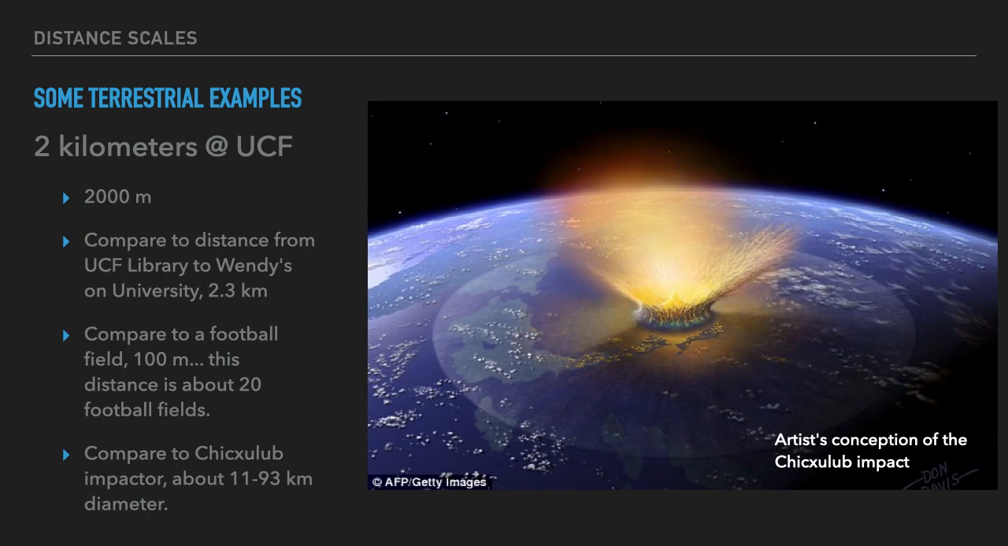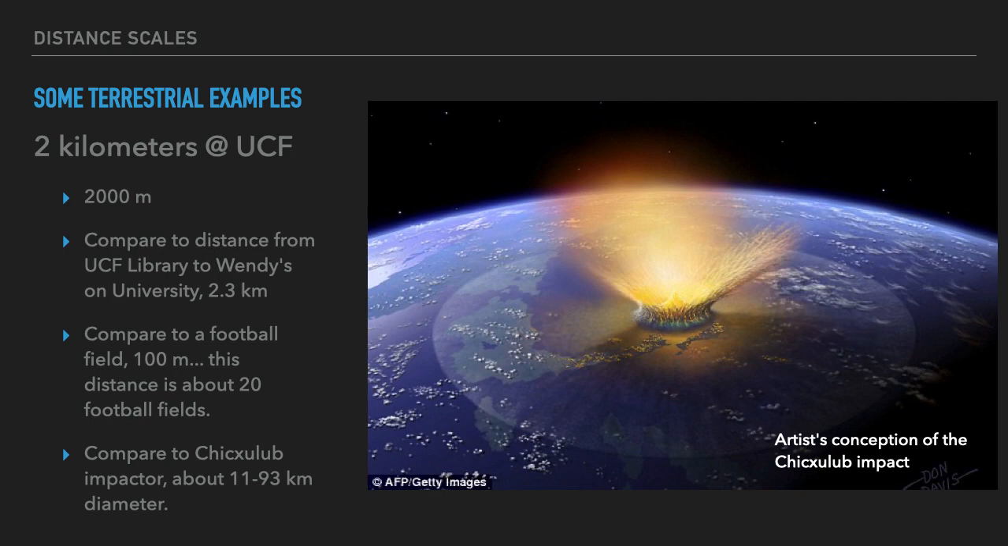Now you can also compare it to another impact, the big disastrous one down in the Yucatan. They call it the Chicxulub impact, and they don't know if it's a comet or an asteroid, but whatever it was, it was somewhere between 11 and 93 kilometers in diameter, which is why it was so disastrous. This is the one that they think extinguished the dinosaurs, 65 million years ago, approximately. So those are all on the order of kilometers. A scientist would say, well, that's on the order of a few kilometers.